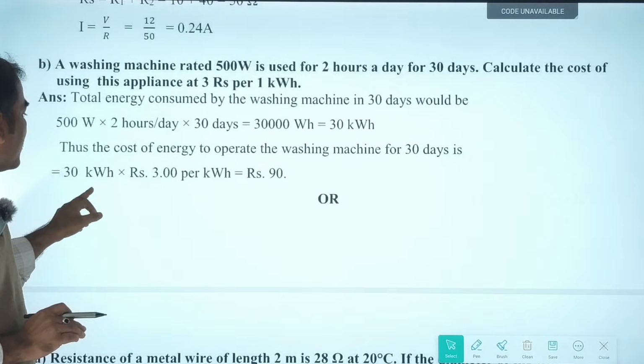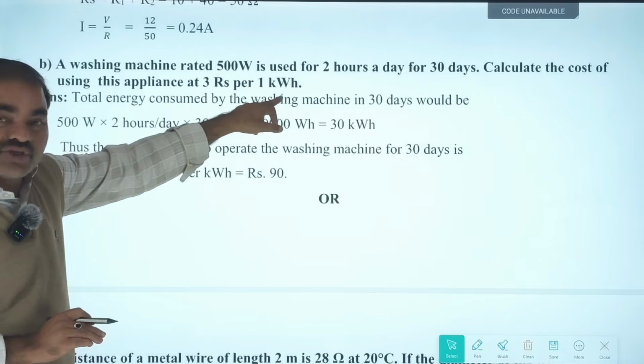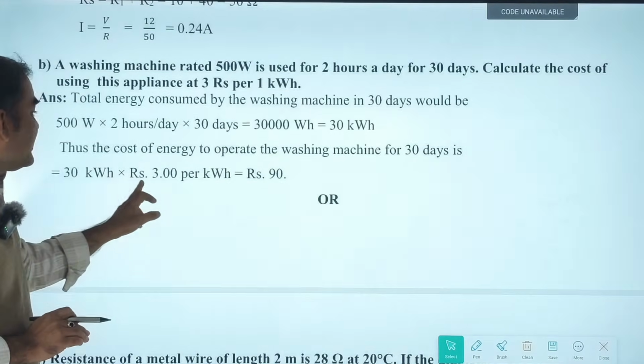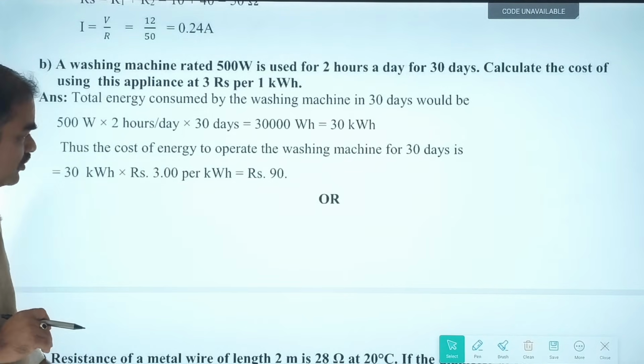Thus the cost will become 30 kilowatt hour into 3 rupees, which is given per kilowatt hour. 30 into 3 is 90. The total cost is 90 rupees you have to pay there.